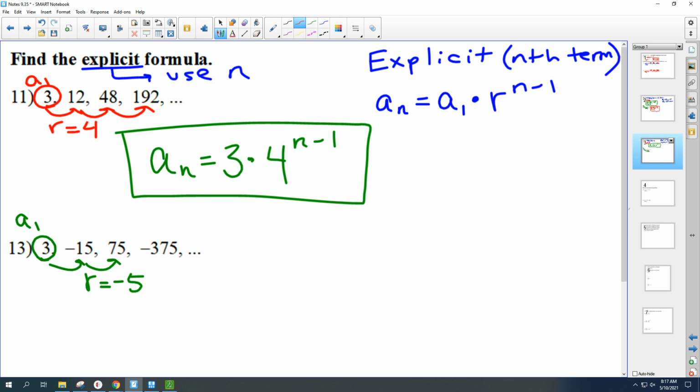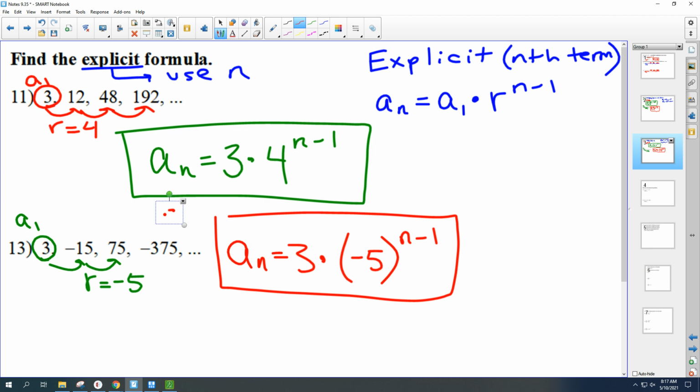So we use that explicit formula equation to find the nth term. It's going to be 3 because that's the first term, times r, which is negative 5. Here's something you need to pay attention to. If it's a negative number, put it in parentheses, to the n minus 1. If you don't put a negative number in parentheses, it's not going to work right with your exponent, so be very careful with that.